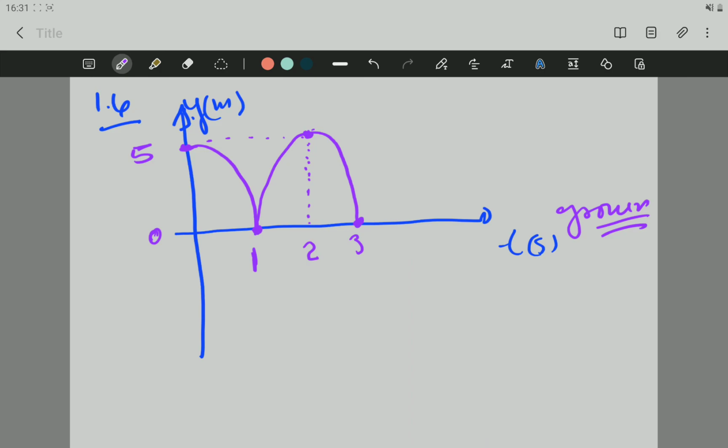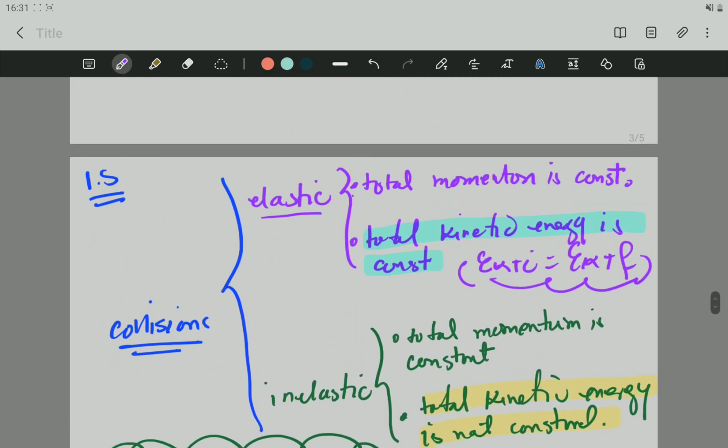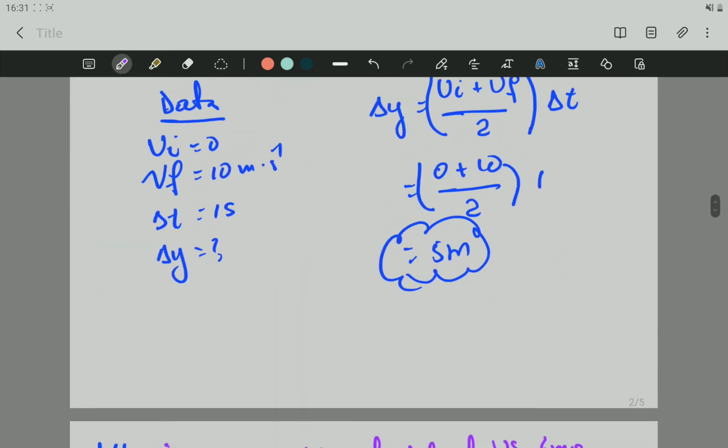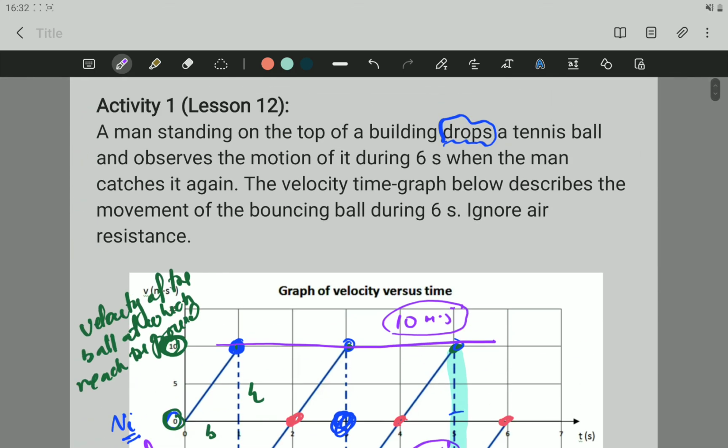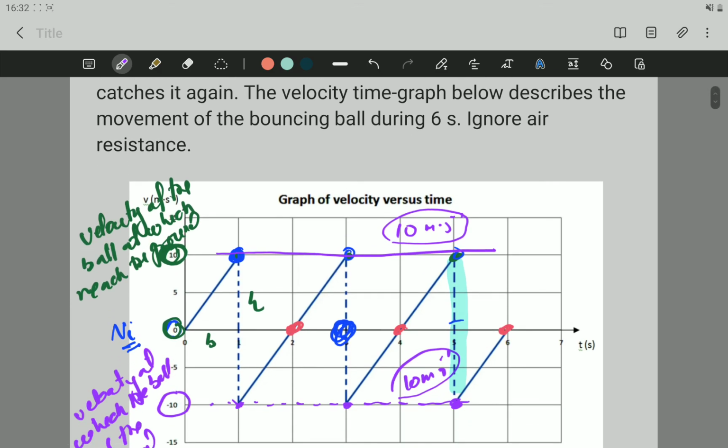Okay, so this is the question of the bouncing. I hope it did help. I hope you understand. You can ask questions and I'll try to answer your questions. I'll try to make another video on bouncing ball.